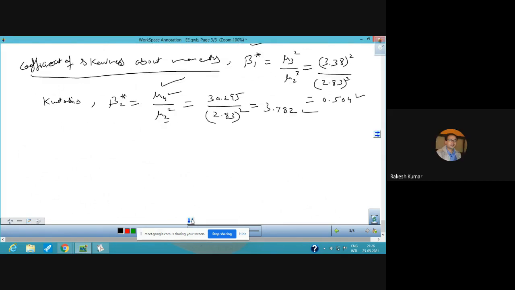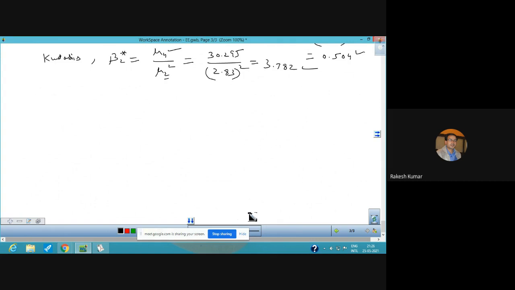So let us take the example of a continuous data set or continuous frequency distribution. Using moments, calculate a measure of relative skewness and a measure of relative kurtosis for the following distribution and comment on the result obtained. So the data values are given like this.